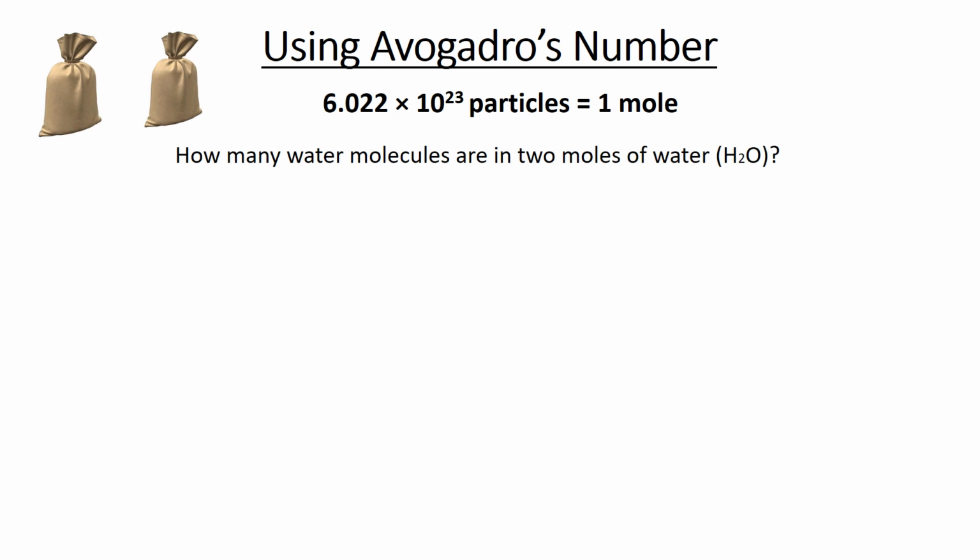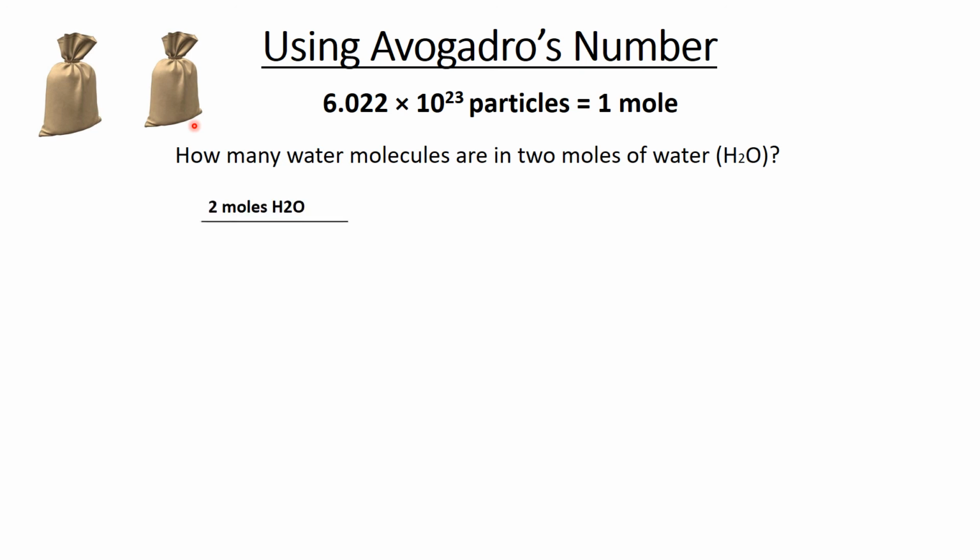So, how many water molecules are in 2 moles of water? So remember, a mole is just a bundle. So let's imagine I have 2 bundles of water, and each one is filled with water molecules, 6.022 times 10 to the 23rd water molecules to be exact. And they want to know how many water molecules are in there.